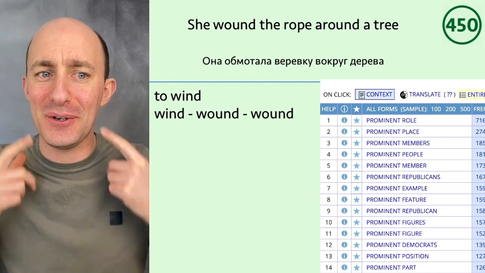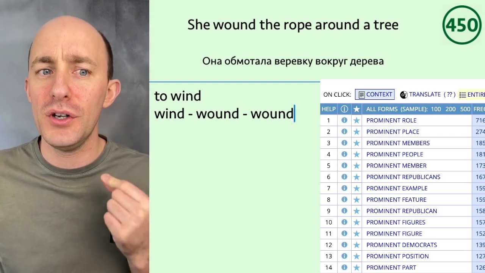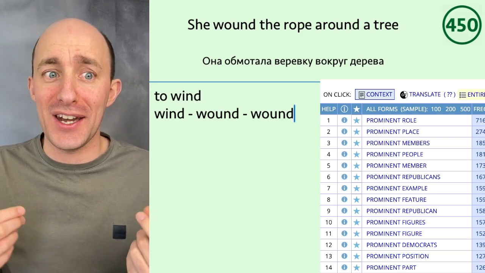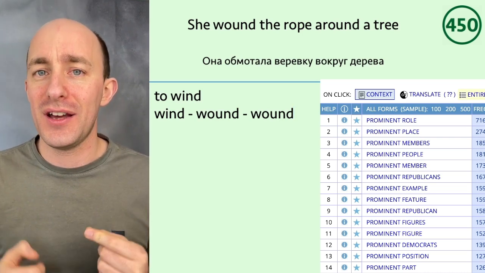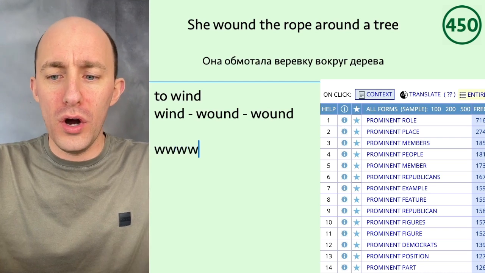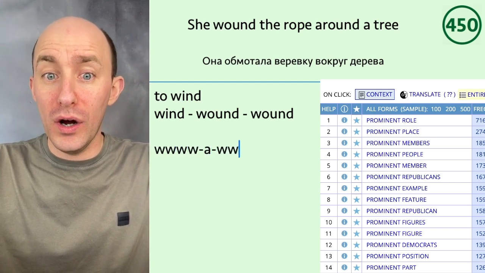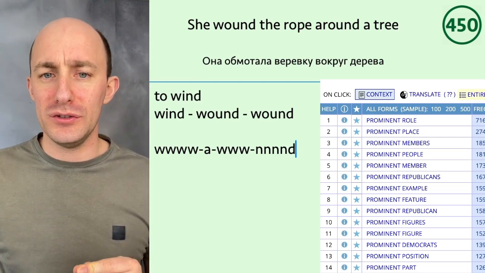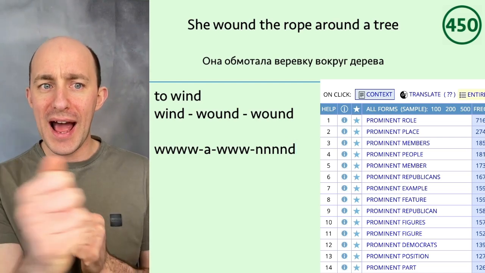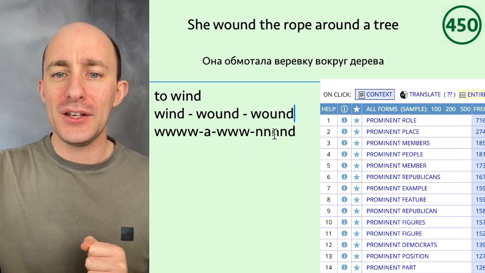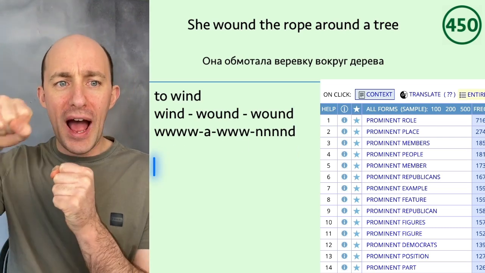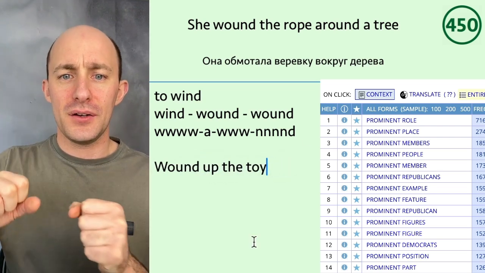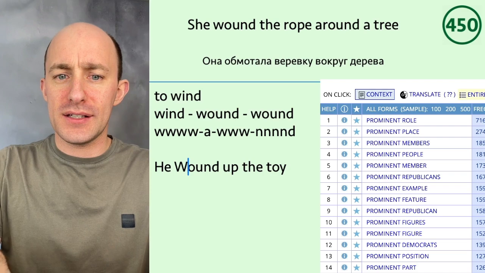Look at my mouth. It's a tricky word to pronounce. W, lips forward. Wa, lips back. Wa, and then back to what again. Wound. W. So it's w, a, w, n, d. Wound. She wound the rope around a tree. You can also say, he wound up the toy. To wind something up.